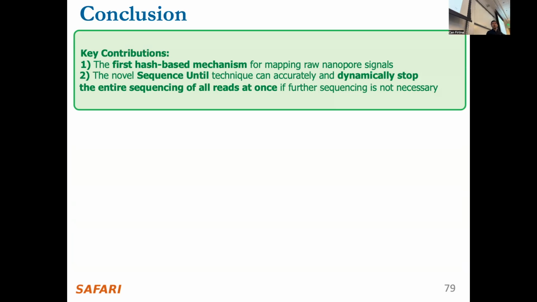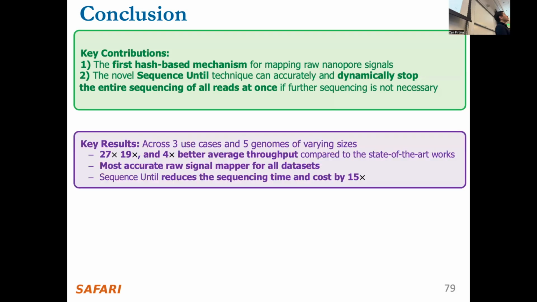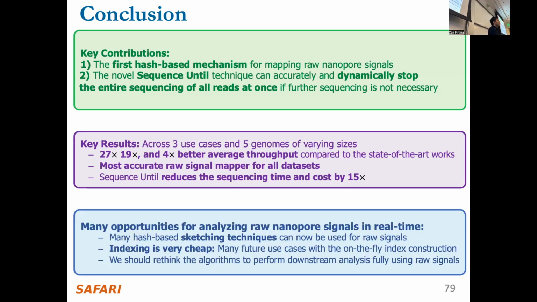So to conclude, RowHash provides the first hash-based search mechanism that is critical for fast and accurate analysis, especially for larger genomes. And SequenceSample can dynamically decide whether further sequencing is necessary for accurate analysis. Based on our analysis on different data sets and use cases, we find that RowHash is much faster than the earlier works. It's the most accurate mapping tool, and SequenceSample reduces the sequencing time and cost.